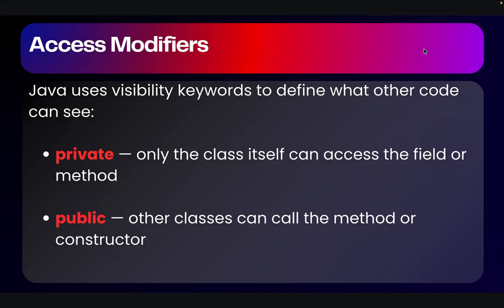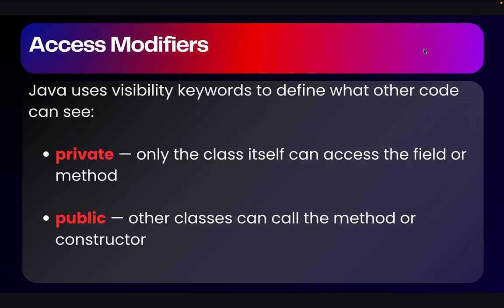Now, first, let's get into your access modifiers. You've pretty much been seeing access modifiers up until this point, but not necessarily understanding what they were. But now we are at the point where we can discuss that and it should make sense. So, there are visibility keywords, which are referred to as your access modifiers, which define what other code can see. So you have private and you have public.